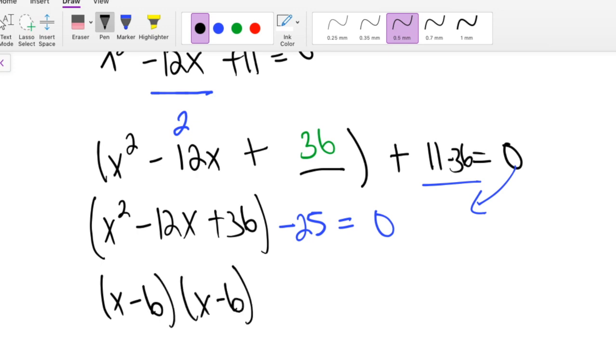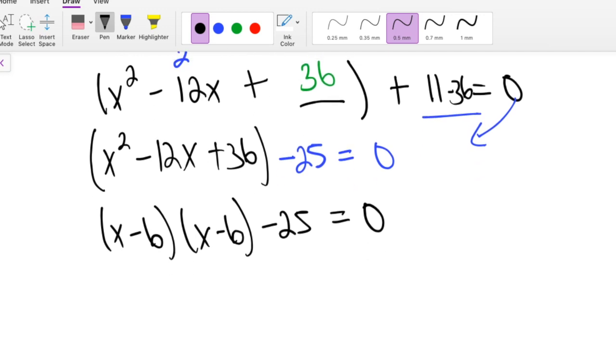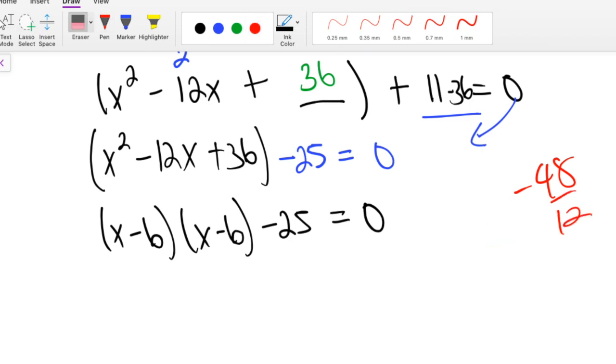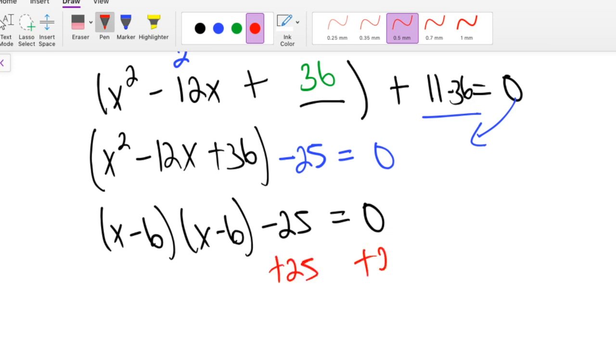Now we can't forget our minus 25 equals 0. Alrighty, so now what do? Same thing, going back to that little example, if I give you 12x equals, I don't know, 48, you divide by 12, divide by 12, that way you would get your answer. So why do I say that once again? Whatever you do to one side, you have to do to the other, no matter what. So now we're just going to add 25 to both sides. Okay, pretty easy so far.